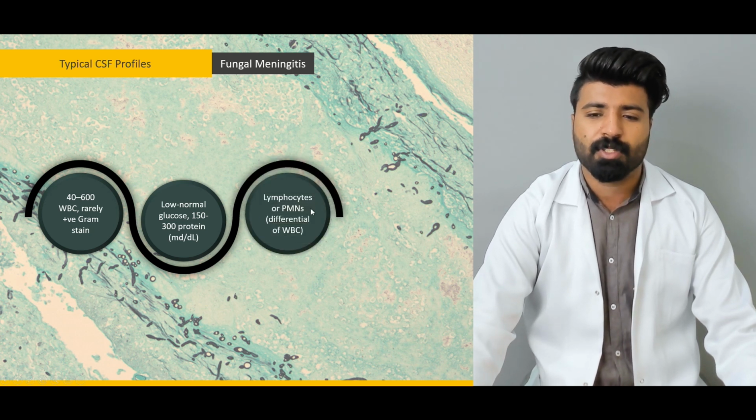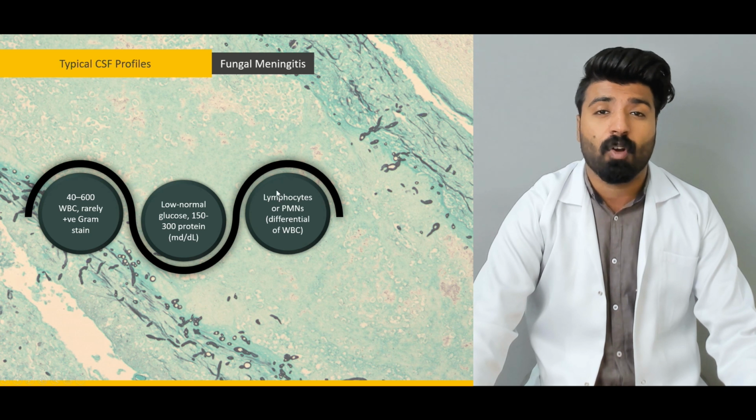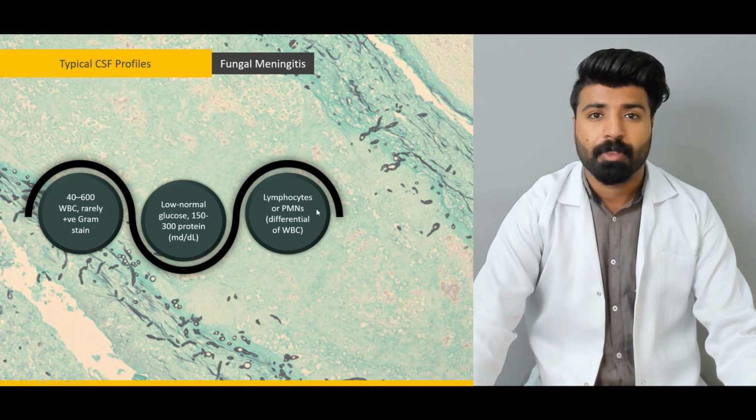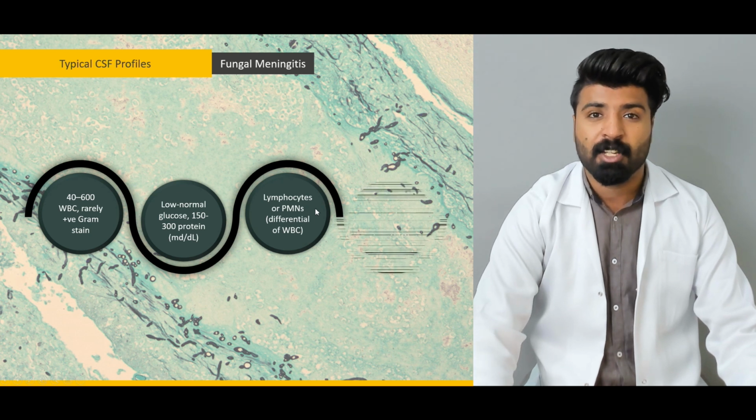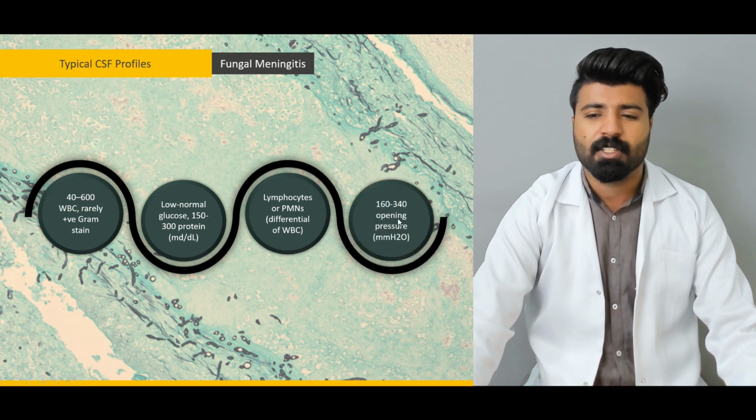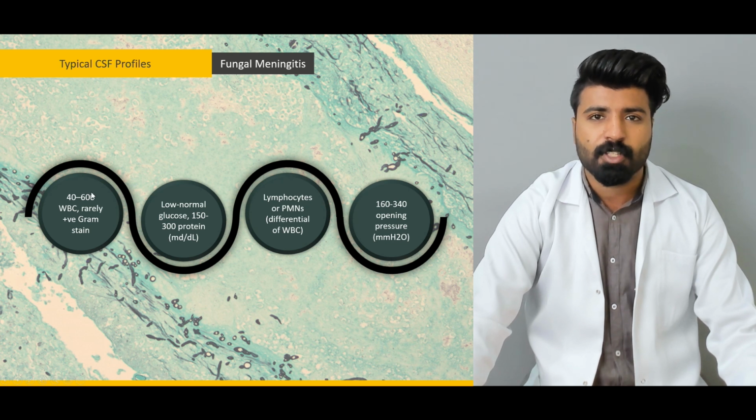Next on, we have lymphocytes or PMNs as differentials of WBCs. It can contain lymphocytes, and it can also contain PMNs. So both of them can be found in fungal meningitis. Next on, we have an opening pressure of 160 to 340 millimeters of mercury, millimeters of water, sorry. So it's rather different from the first one, bacterial meningitis.